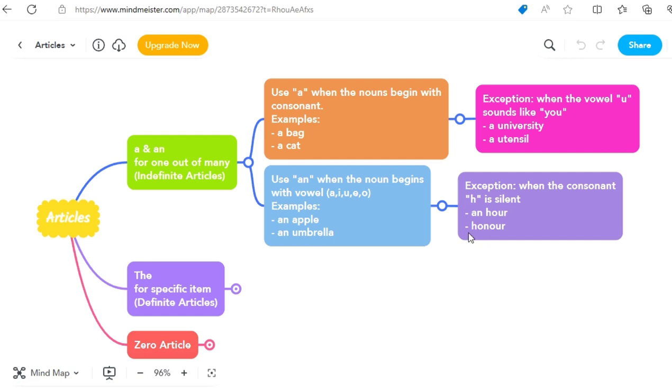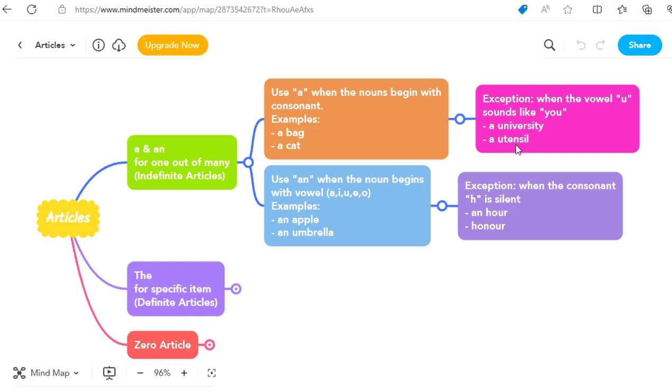This explains the reason why it is not an university but a university, because although the word university starts with the vowel letter U, it's pronounced y, university, and it's a consonant sound. That's why we use a university instead of an university.